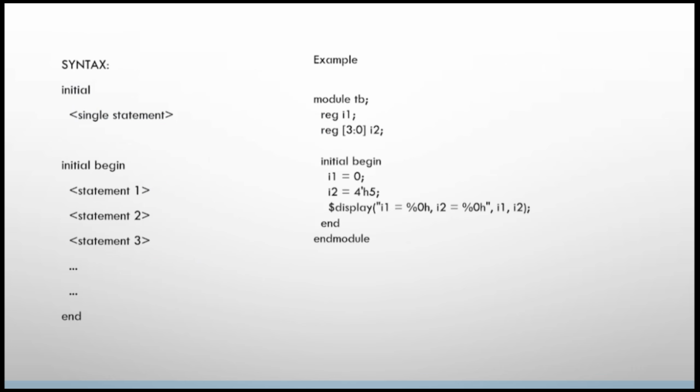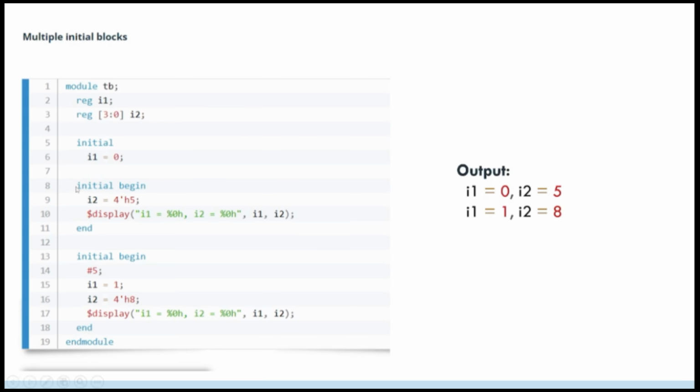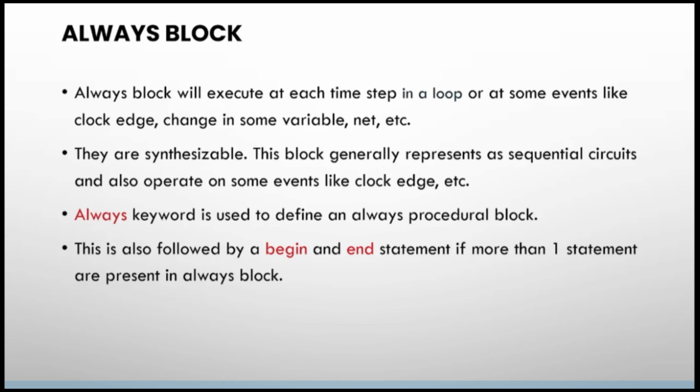When you're writing an initial block example, this is how you will be writing. You can have any number of statements. If you have more than one statement, you will be using the begin and end. If you are writing three initial blocks here, all three initial blocks will be starting at zero time step. Here you are writing two initial blocks, so both of these will be starting at zero time step. But based on the delays you are using, the time will be changing. Got my point? So this is about the initial block.